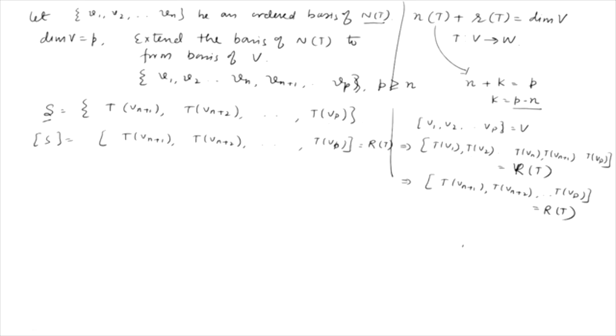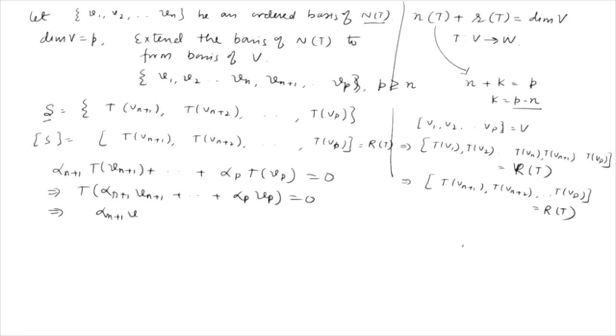Now the second thing we have to show is that this set is linearly independent. So take some linear combination of these elements, put it equal to 0, and we have to show that all alpha i's from n plus 1 to p are 0. So this implies T of alpha n plus 1 Vn plus 1 and so on up to alpha p Vp is equal to 0, because T is linear. So this implies alpha n plus 1 Vn plus 1 and so on up to alpha p Vp belongs to the null space of T.